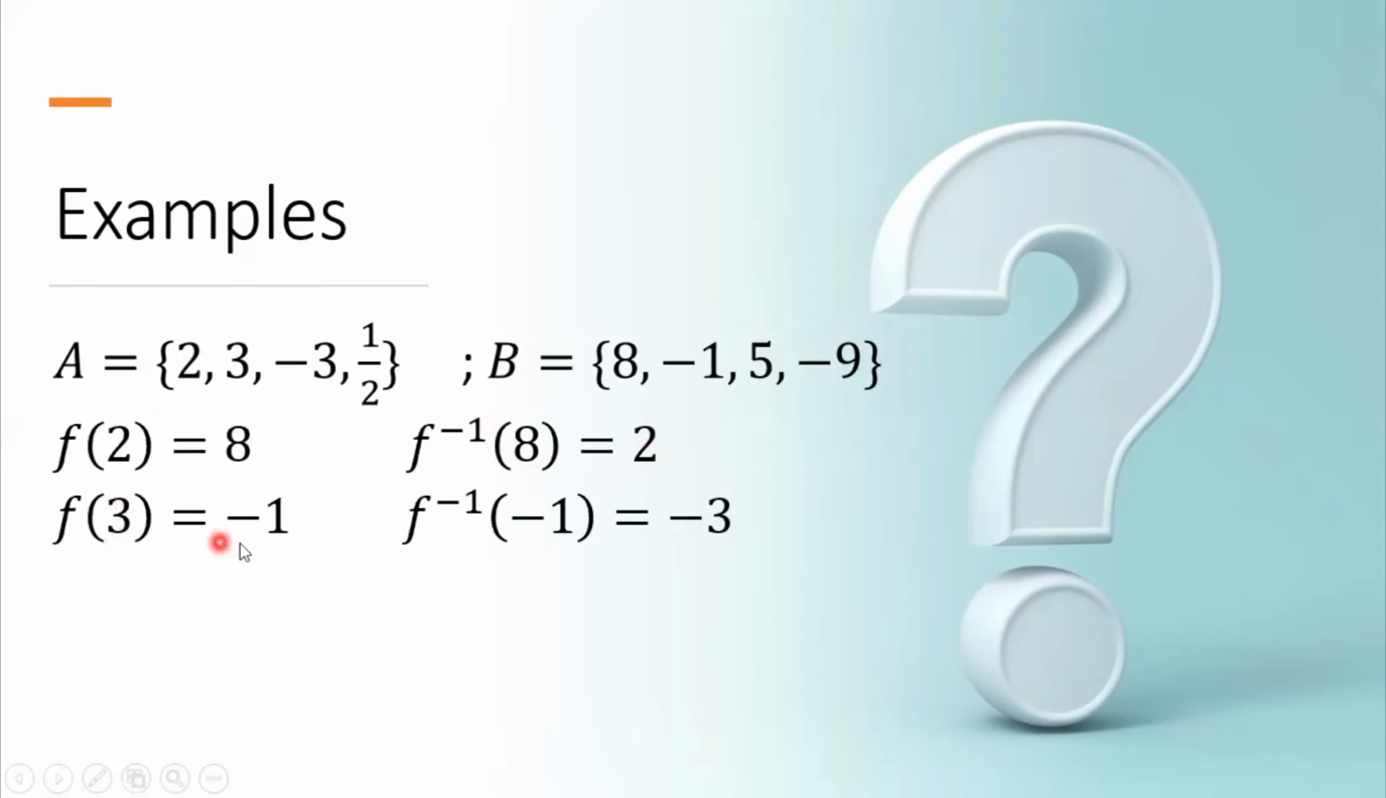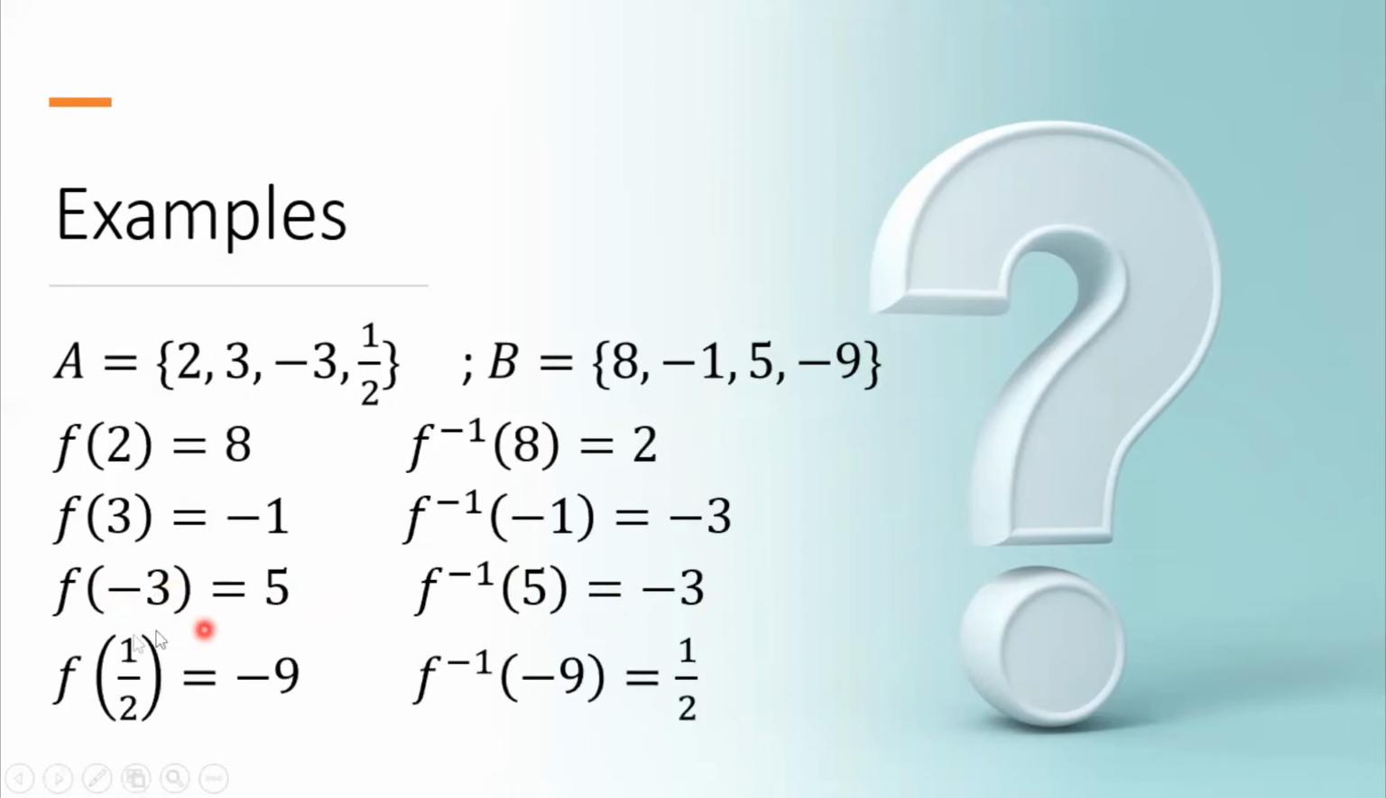So f of 3 is equal to negative 1, which means that f inverse of negative 1 is equal to 3. Sorry, this is 3. And f of negative 3 is equal to 5. So this means that f inverse of 5 is equal to negative 3. And f of 1/2 is equal to negative 9 implies that f inverse of negative 9 is equal to 1/2.